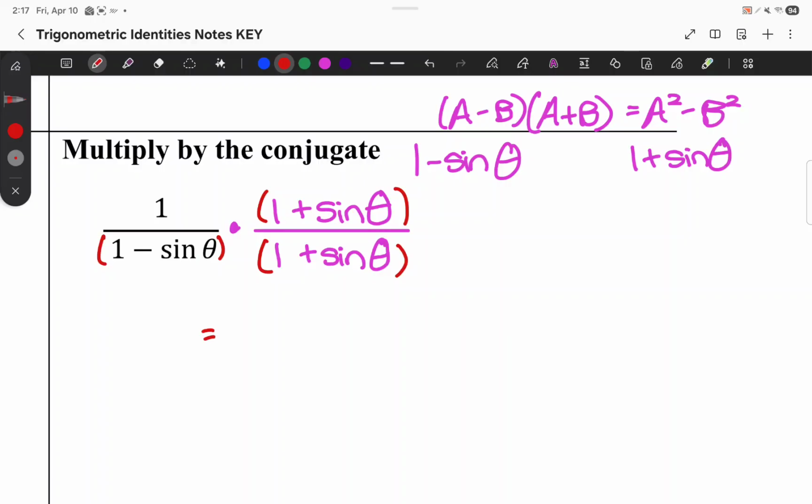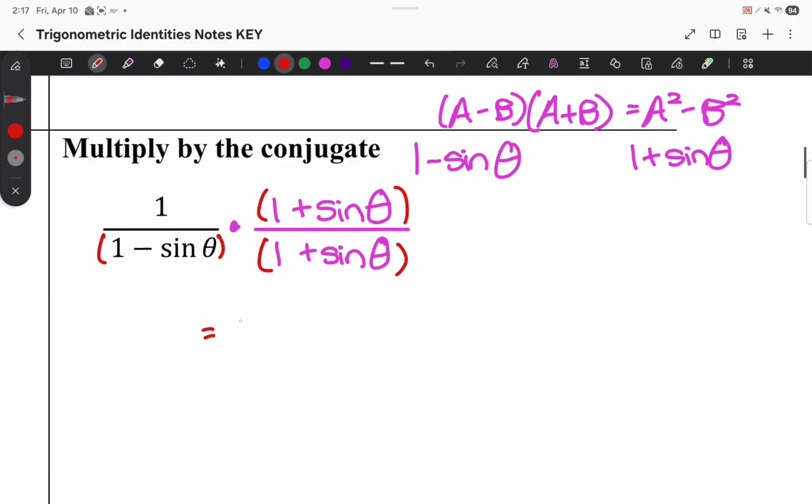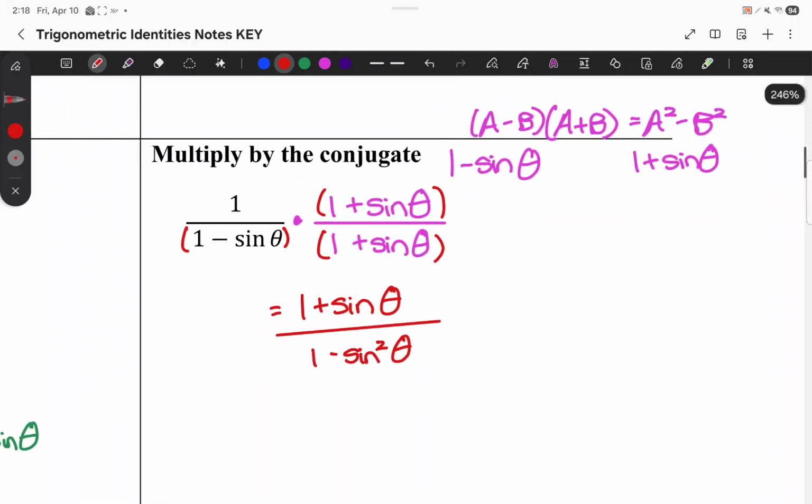What would happen to our numerator if we do this? It's just going to be 1 plus sine theta, right? What would happen to our denominator if we did this? It's a difference of squares, so it's going to be a squared minus b squared. In our case, it's going to be 1 squared, which is 1, minus sine squared theta. Where would this maybe be useful?